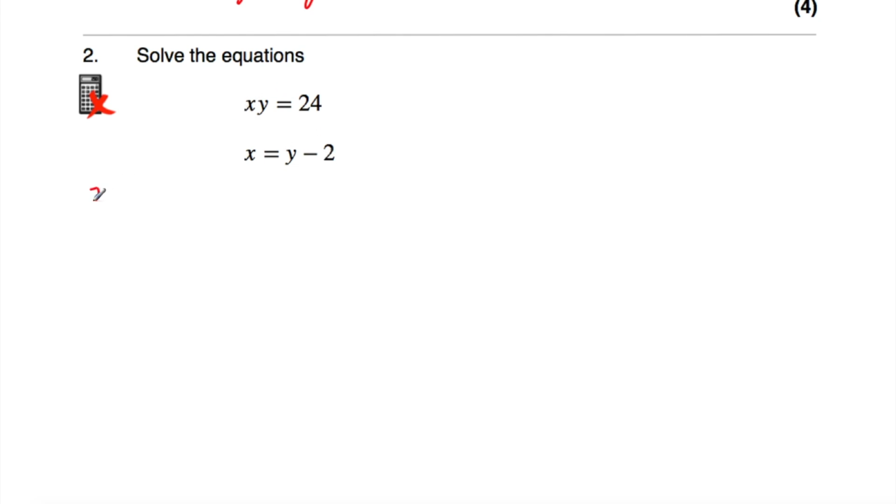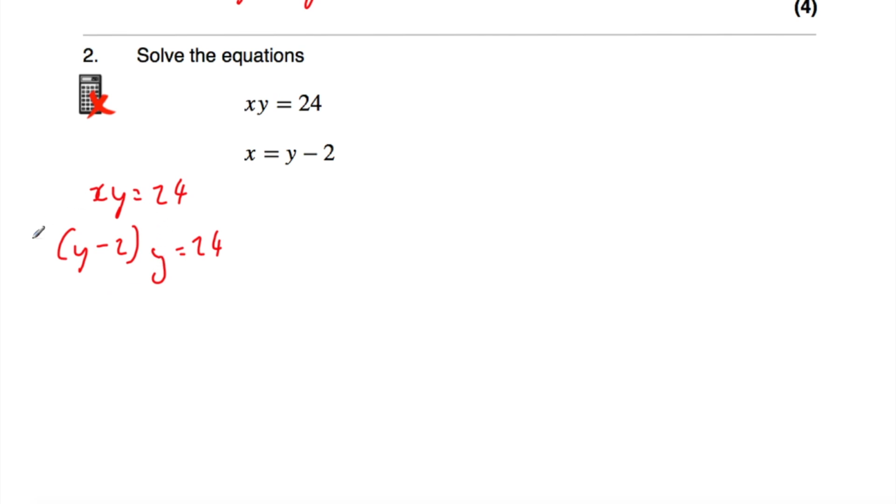So instead of writing xy is equal to 24, we're now going to substitute in, instead of x, we're going to write y minus 2. So we're going to substitute in y minus 2 for this x. We're replacing this x and we're going to write y minus 2. So that would be y minus 2 instead of x, and then we've got our y is equal to 24. So here we've got y minus 2 multiplied by y is equal to 24.